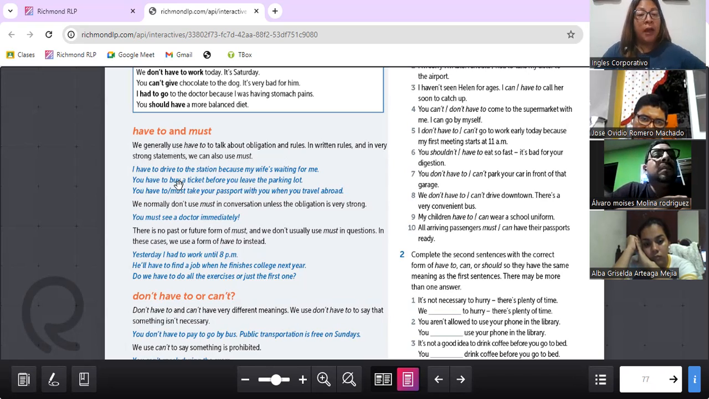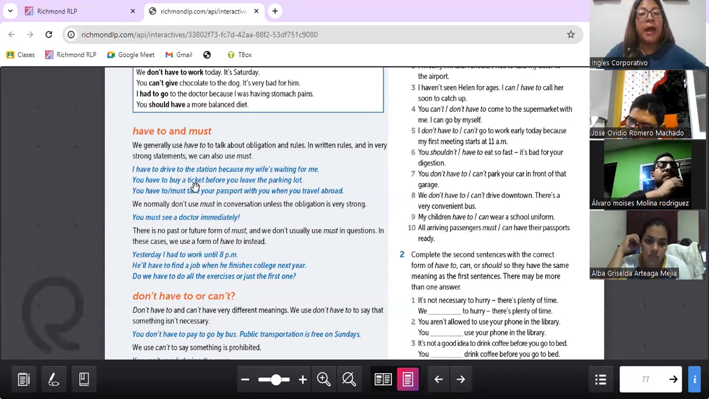Okay, I have to drive to the station because my wife is waiting for me. I have to. Tengo que hacerlo. I have to drive. You have to buy a ticket before you leave the parking lot. Antes de dejar el parqueo, tiene que comprar el ticket. That you have to, porque si no lo hace, no puede salir.